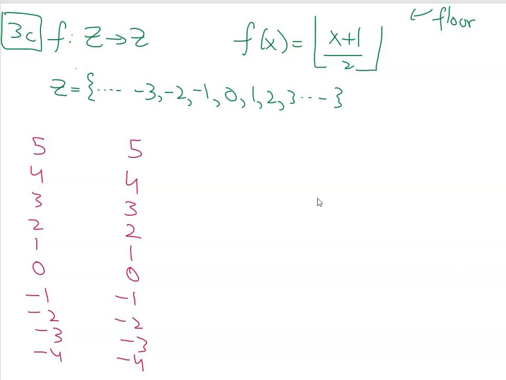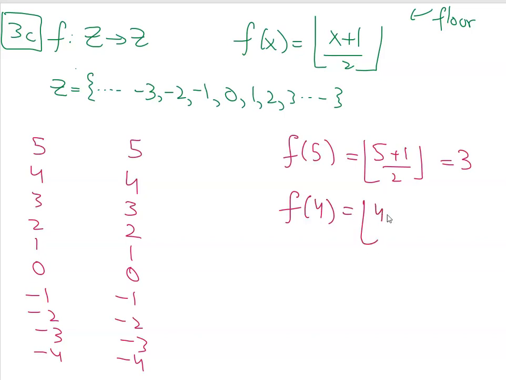And so now let's start plugging in the numbers. So f of 5: 5 plus 1 divided by 2, and that's 3. So if it's an integer, you just write the integer down. So 4 is going to give you 4 plus 1 divided by 2, so that's 2.5. The floor of 2.5 is 2. And f of 3: 3 plus 1 divided by 2, so that's 4 divided by 2, which is 2.